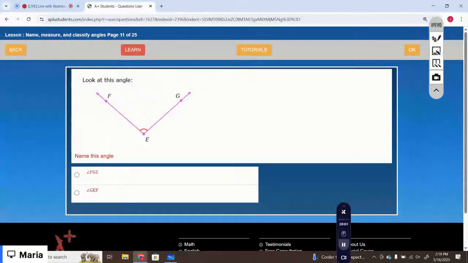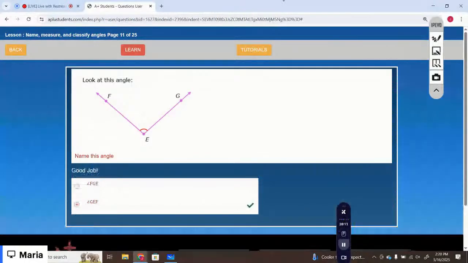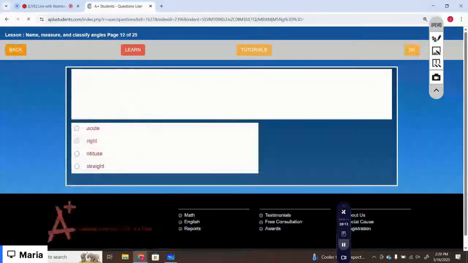Look at this angle. Name this angle. That is angle GEF. Option number two is the correct option. Okay, you can complete the lesson. Tell yourself a good day. Let me just move on to the next lesson.